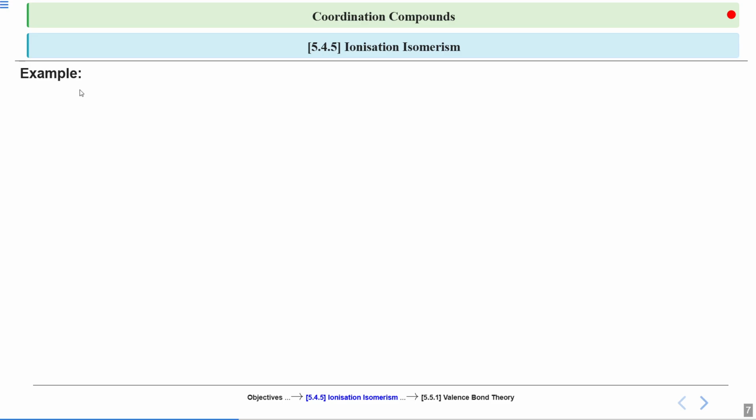Let's understand this concept by using examples. The first example is this complex having cobalt as the central metal. NH3 five and SO4 are the ligands, and the counter ion is bromine in this complex.